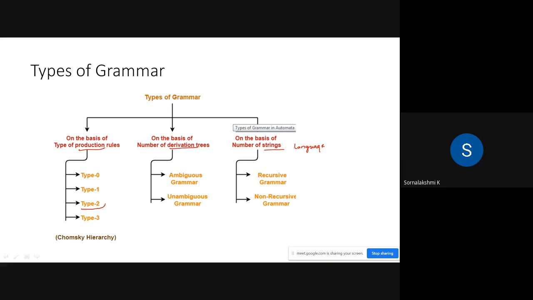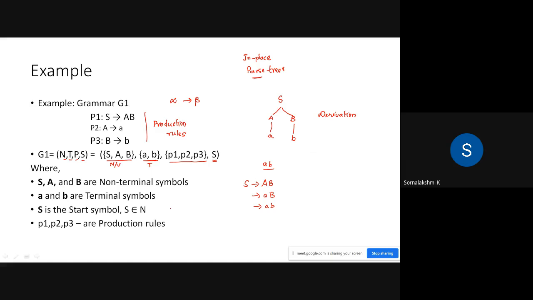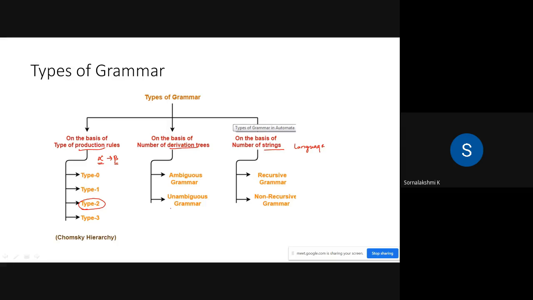We will see this grammar extensively in the second unit. This is a classification based on production rules. You have a production rule of the format alpha tends to beta. How alpha should be and how beta should be, with respect to terminals and non-terminals, we'll define a set of rules. Based on alpha and beta, I can classify grammar as 4 types, type 0 to type 3. And based on derivation trees, we saw a derivation tree here, right? Based on this derivation tree, I can classify my grammar as ambiguous and unambiguous grammar.